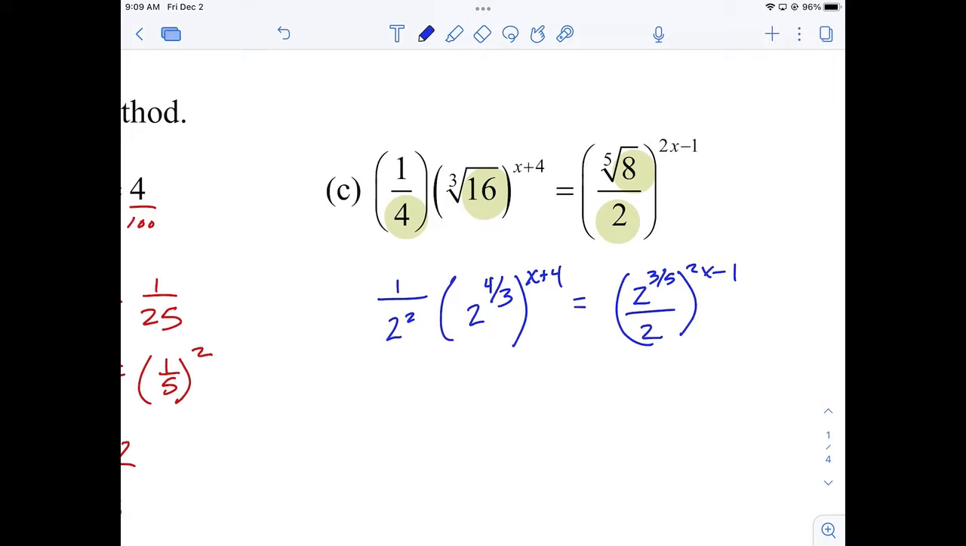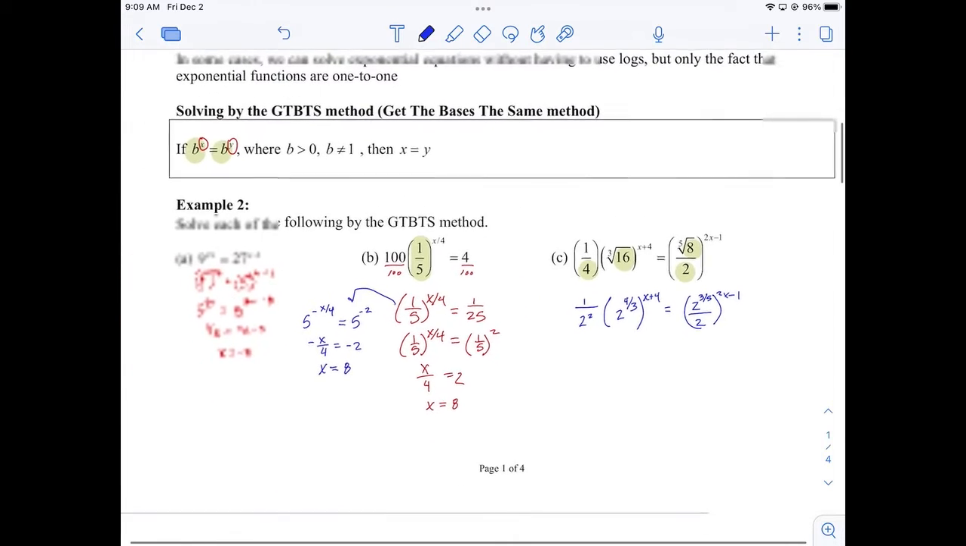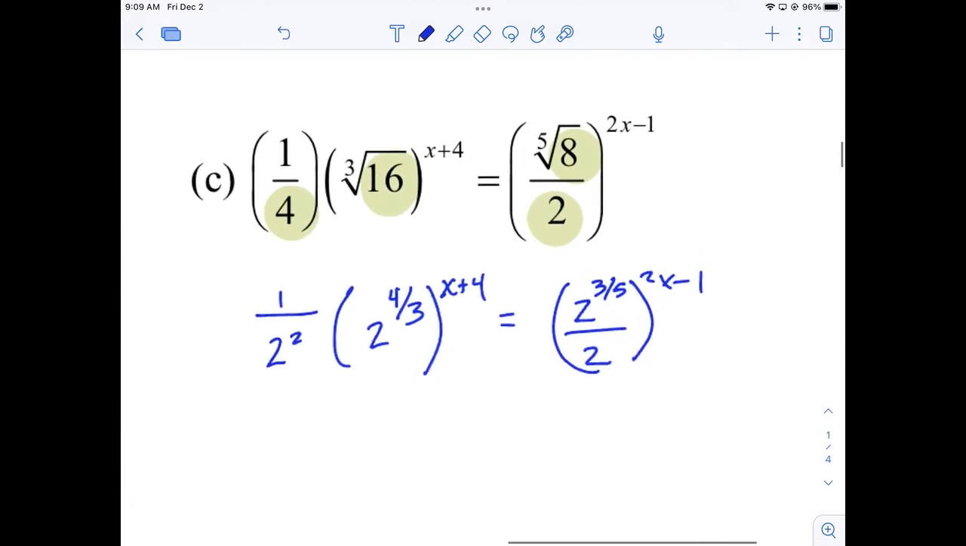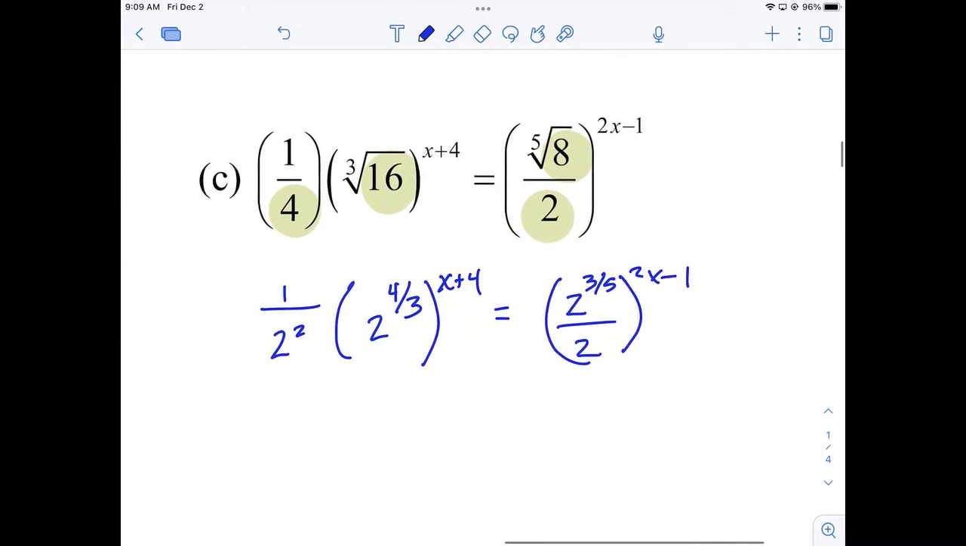What's that? Oh, well, then you're going to be using the natural log, which we'll do in here in a little bit. But the instructions on this one said to solve it using the GTBTS method. So again, if I tell you to use that method, you're going to be able to get everything as a common base. It is doable. Okay. All right.